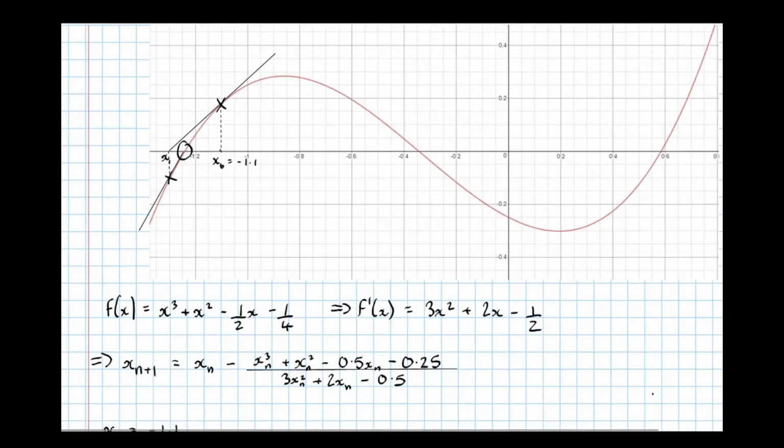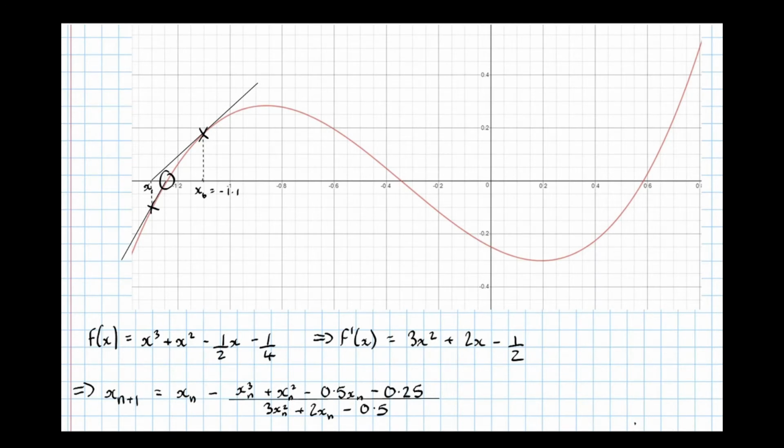But what about if we choose a different start value? What about if we chose the value, say, minus 0.6 as our start value? So I'm going to use a different colour now. So minus 0.6. So I'm going to go up to the curve, minus 0.6, and draw my tangent. So I should expect to get a value somewhere between minus 0.2 and minus 0.4.